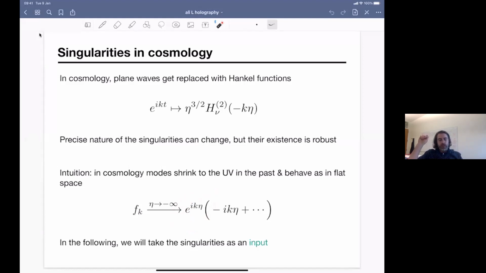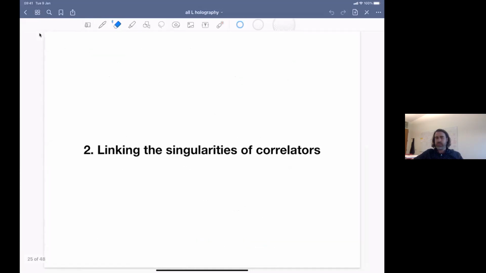Okay. And so I'm just going to ask you to take a logical leap with me in the interest of this being a talk, which is to just say, okay, believe me that these singularities are there, and believe me that their residues are the same in de Sitter space that they are in flat space. Let's take that as an input and then see how far we can get using that to try to construct correlation functions. Okay, so maybe now is another good time to ask if there are questions.